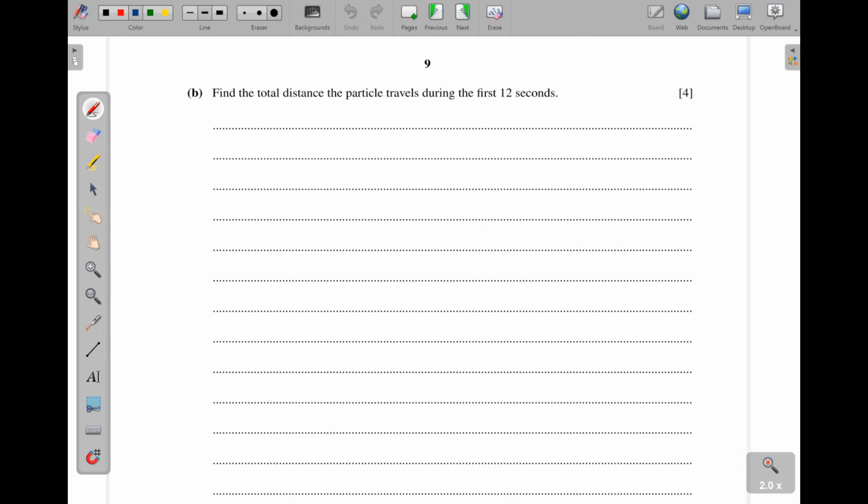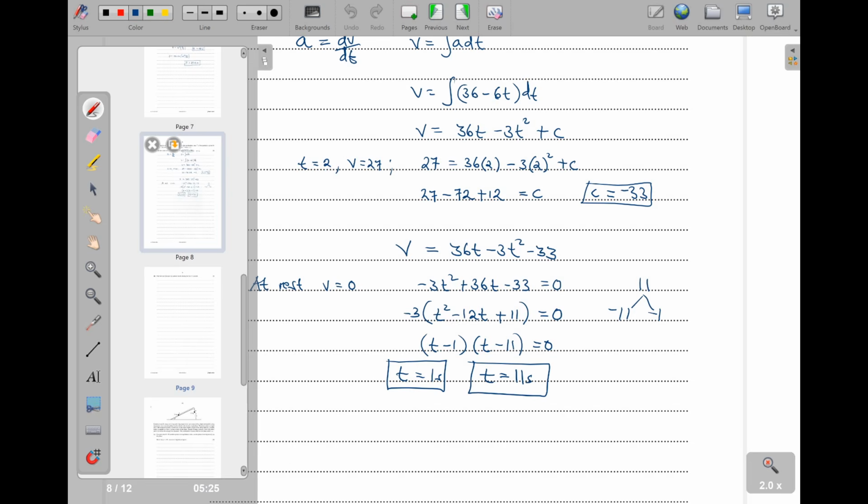Then part B, find the total distance the particle travels during the first 12 seconds. Now, before you find the distance traveled by the particle, you have to always know the times when velocity is 0, and actually that is what they have told us to find here. This is 1 and 11.